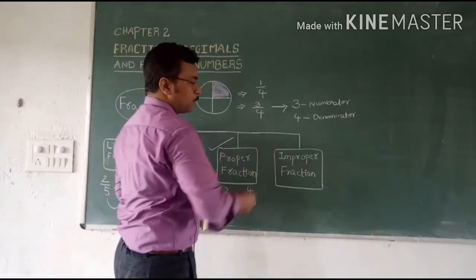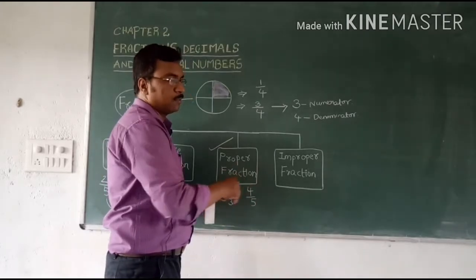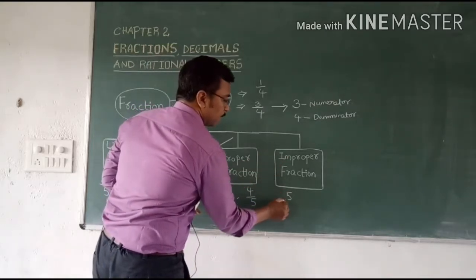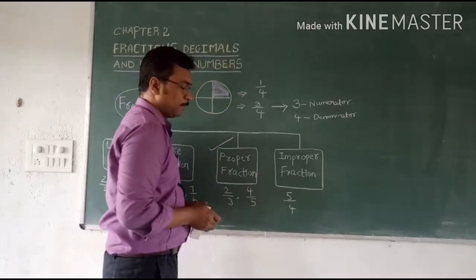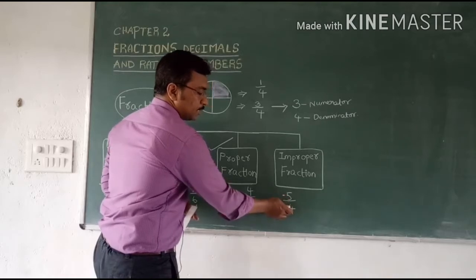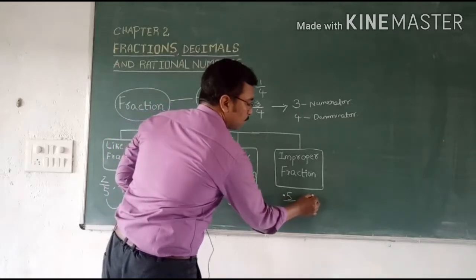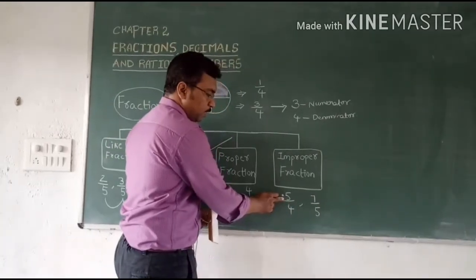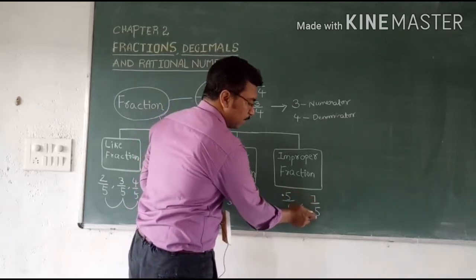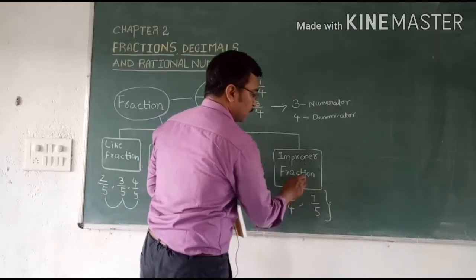And one more type we have: improper fraction. What is an improper fraction? If the numerator is greater than the denominator, then those are called improper fractions. I am writing here 5 by 4. 5 is the numerator, 4 is the denominator. The numerator is greater than the denominator. Here also 7 by 5. 7, the numerator, is greater than the denominator. So these are all examples of improper fractions.